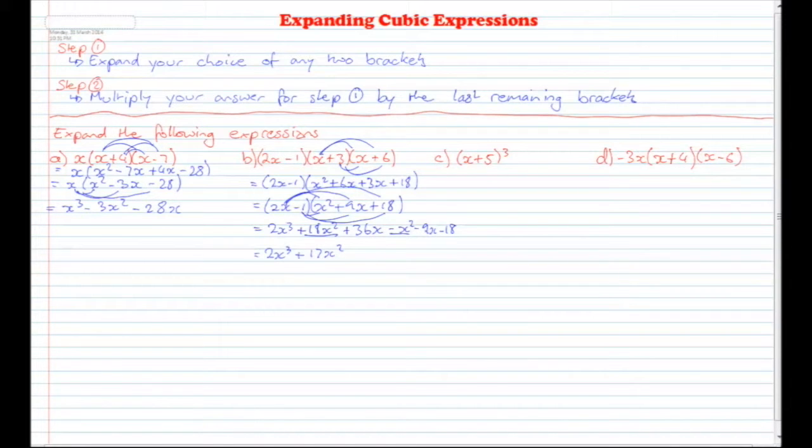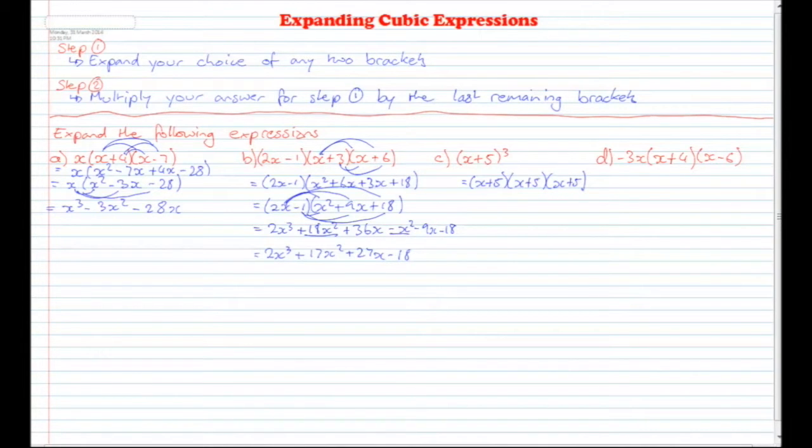36x minus 9x is going to be plus 27x, and minus 18 at the end. So there you go, there's your answer for that one. What we're going to do now is write out the x plus 5 cubed. I'm just going to write it out in a slightly different way, so you go equals x plus 5 multiplied by x plus 5 multiplied by x plus 5.